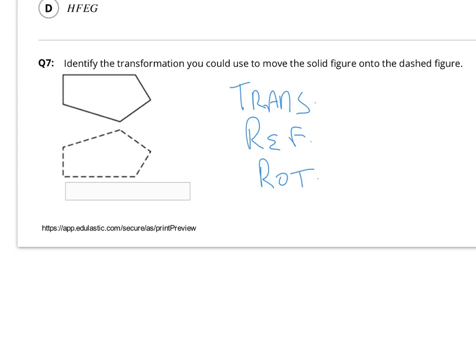Question number 7, we need to identify what kind of transformation happened from here to here. This is the original shape right here, this solid one. The dotted one's the new one. Okay, so you need to type in, all right, which one it is. Is it a translation, reflection, or a rotation?